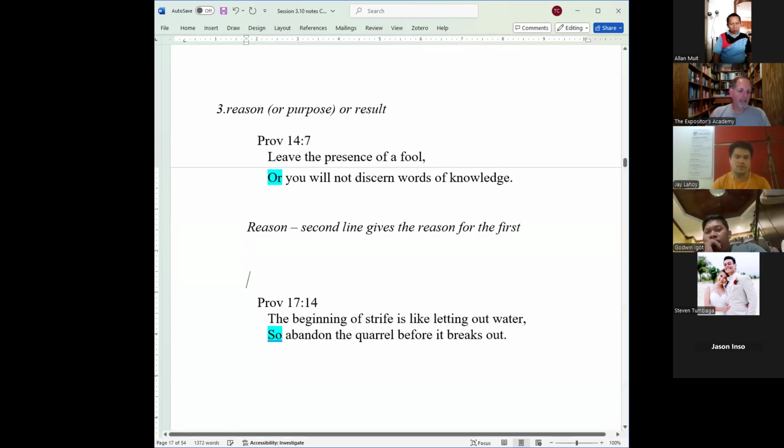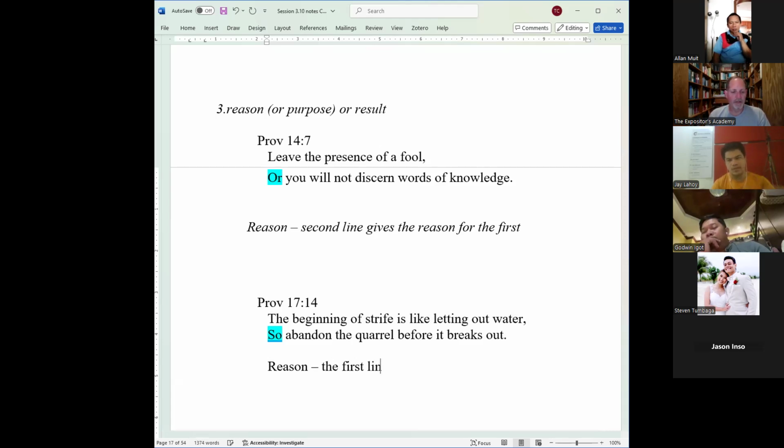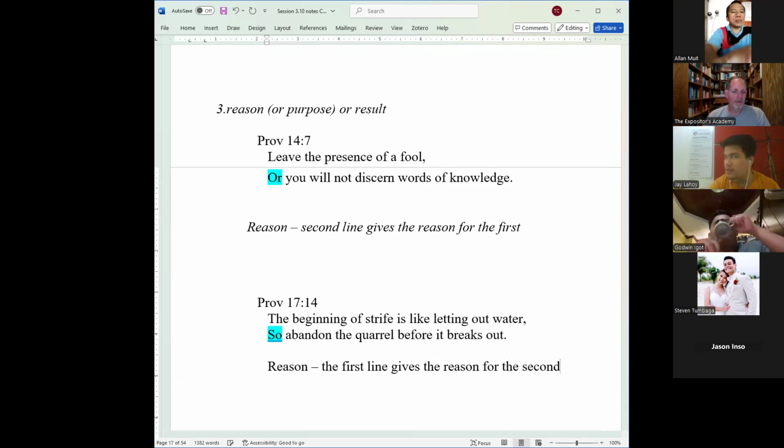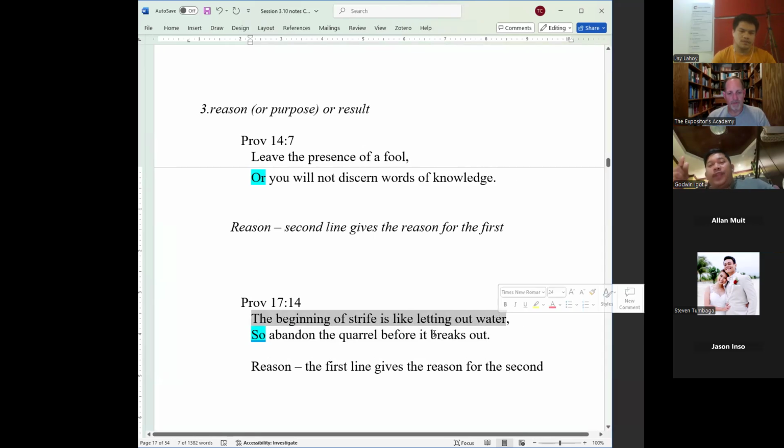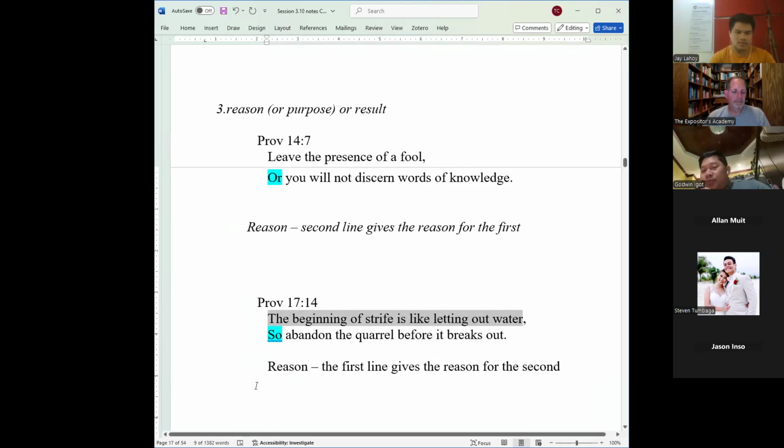And in this second example, Proverbs 17, it's also reason. But in this case, the first line gives the reason for the second. Right? Abandon the quarrel. Why? Because the beginning of strife is like letting out water. All right, so that's the connection between the two lines.